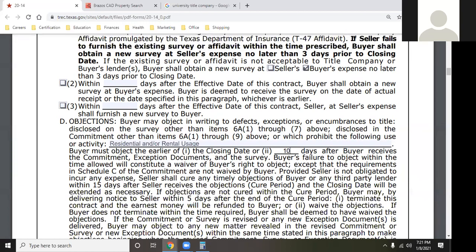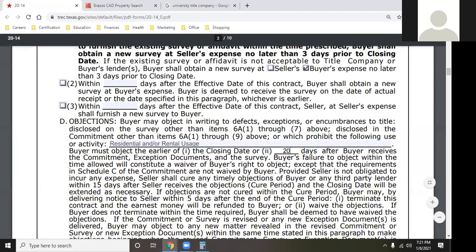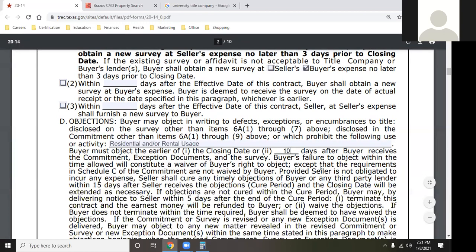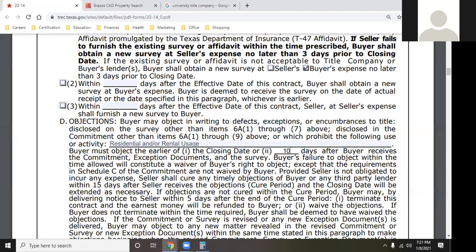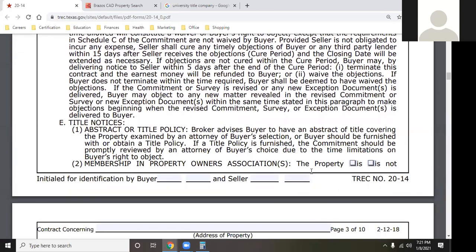Okay. So that kind of shows, can that number change? It's all negotiable. Again, if I was writing this contract and sending it to Travis, I'm going to put 20. He's going to come back and most likely agree to 10. But again, it's negotiable. I'm just showing you this as hypotheticals. In this hypothetical, is this in an HOA? We're going to say for this situation, it is not. Okay.